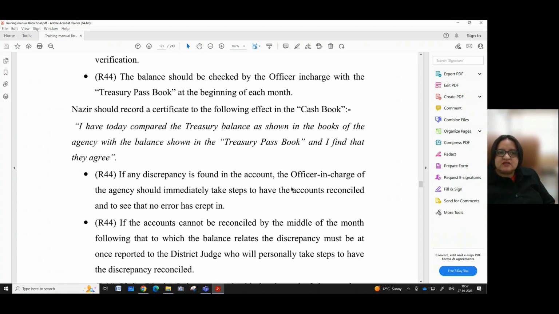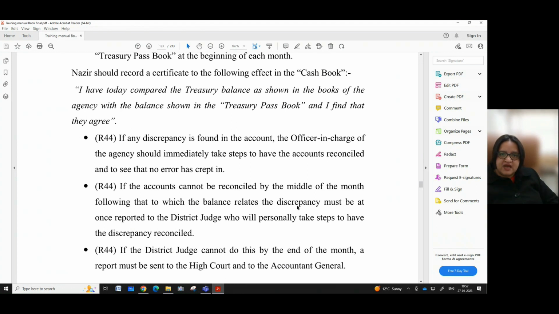Rule 44 says that the balance should be checked by the officer in charge with the Treasury passbook at the beginning of each month. Nazir should record a certificate to the following effect in the cash book: I have today compared the Treasury balance as shown in the books of the agency with the balance shown in the Treasury passbook, and I find that they agree.